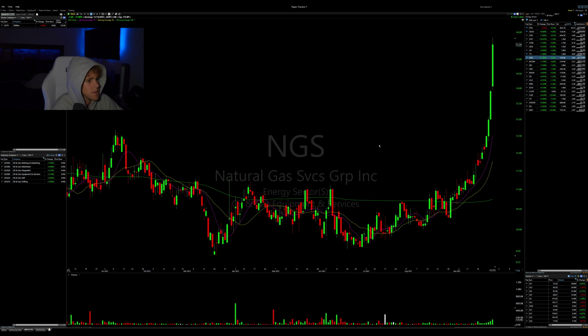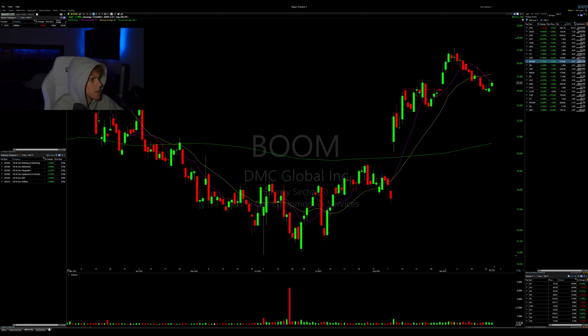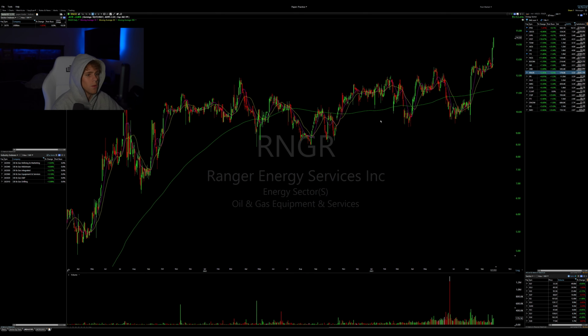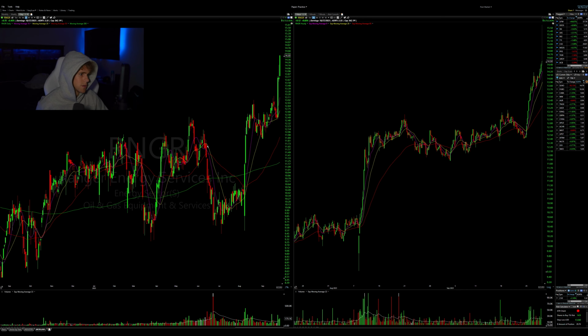We have things like this, NGS, where it looks like it's just going straight up. Although it looks like it's going straight up, it's only made, you know, a 50% move. So you really got to look at that. You really got to check how big the move is. But yeah, once you go through the scan and you see a basket of stocks, a group of stocks, a sector, whatever it is, leading, then you go from there and you figure out which one is leading that sector.